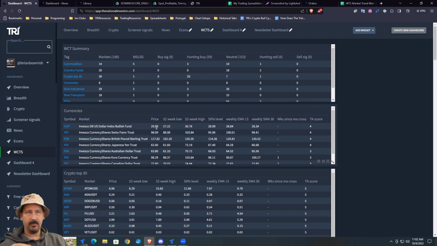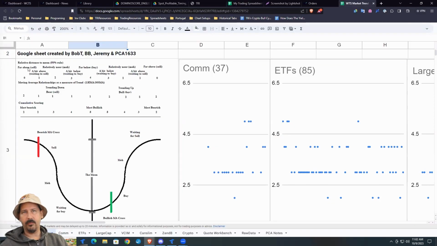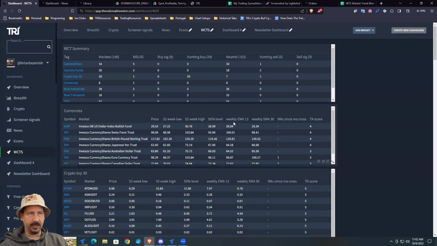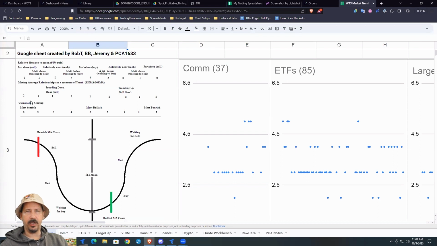You can see on here, we have the price, we have the 52-week high and the 52-week low. Add them together, divide by 2, you get the 50% rule. That is the first component of this screen. Where are we relative to the mean? And it gets a score. The next component is what's the weekly 13 EMA and what's the weekly 30 SMA, and its relationship gets a score. If the market is below, it gets a negative reading. If the market is above, it gets a positive reading. You can see it's just twos and ones. You add it all together and it gives you this oscillation between 0 and 6.